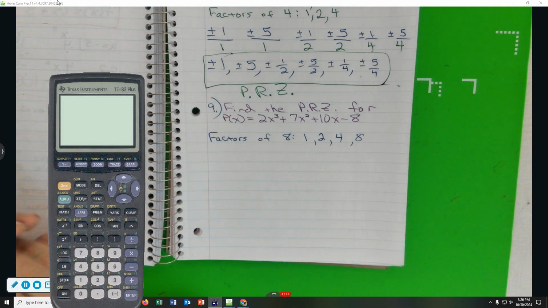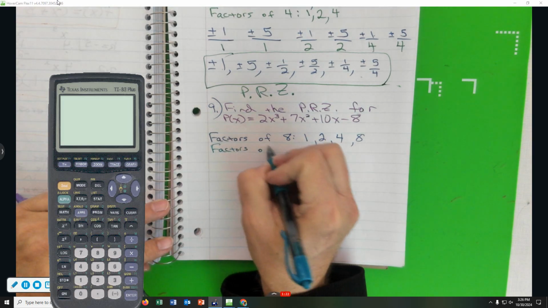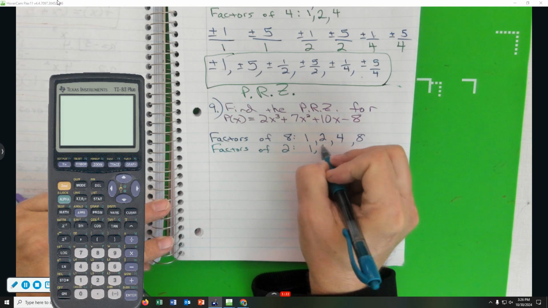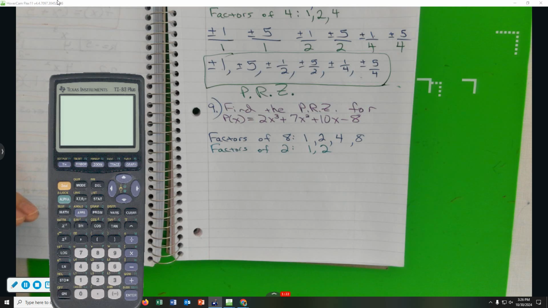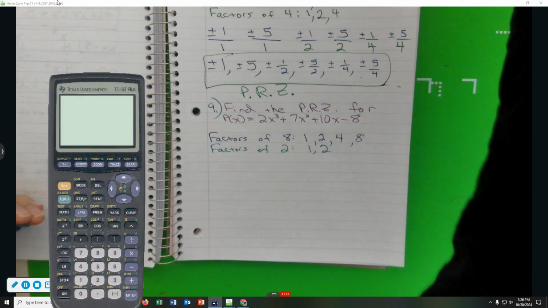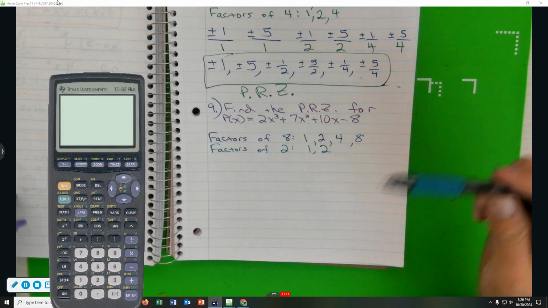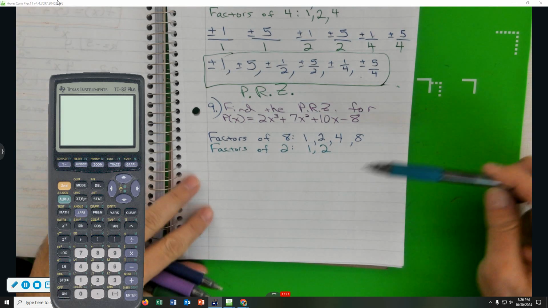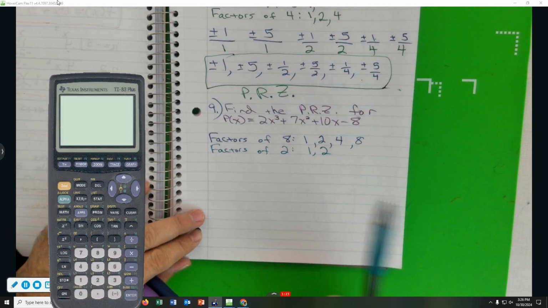Now we need the factors of the leading coefficient. What's the leading coefficient? 2. So what are the factors of 2? 1 and 2. And you just need an organized way of it. You have to take every number on top and put it over every number on the bottom. So you just need an organized fashion.